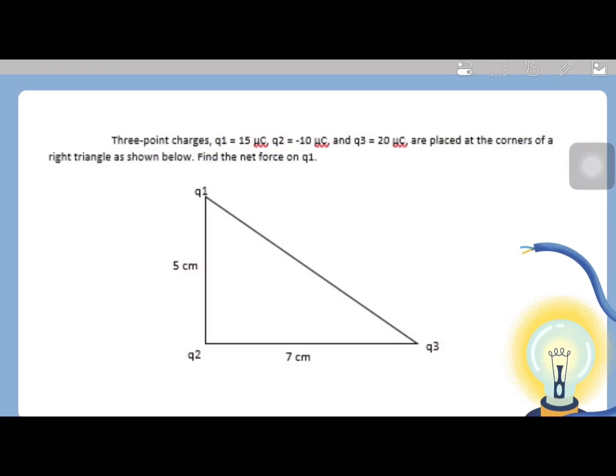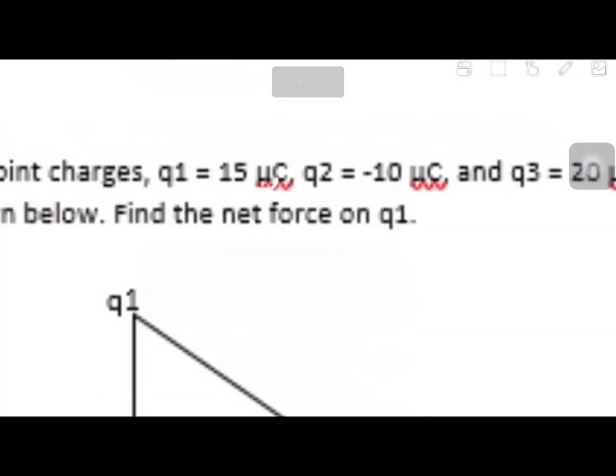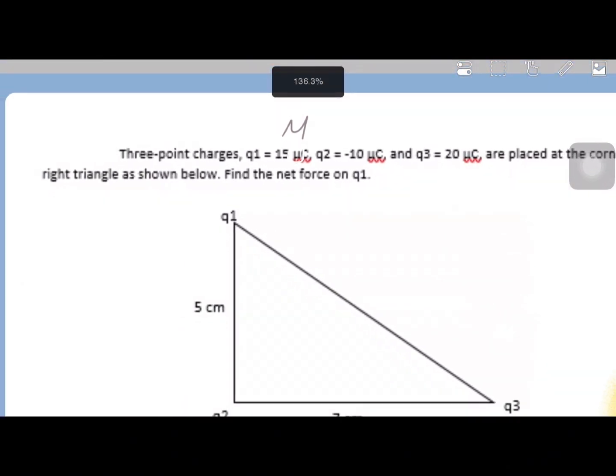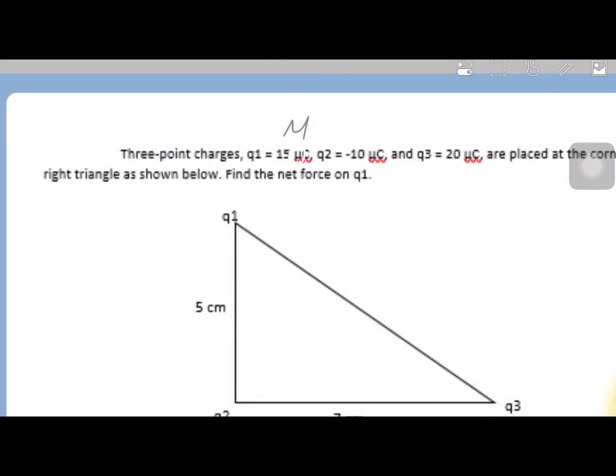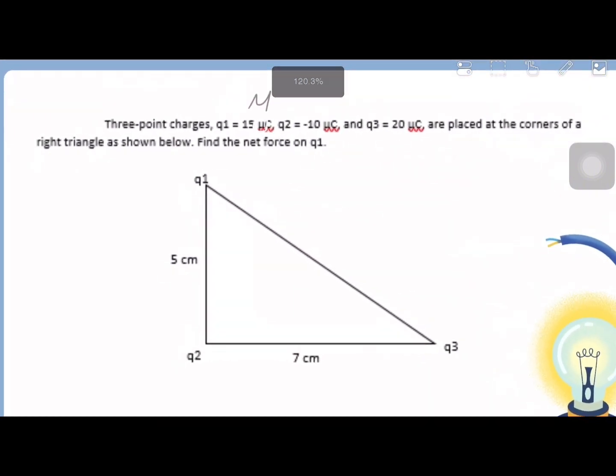So for our own third problem, we have a very scary looking right triangle. So let us proceed. 3-point charges. Q1 is equals to 15 microcoulomb. So this, as you can see, is what we call a mu. That is a mu. So that would equate to microcoulomb. Q2 is equals to negative 10 microcoulomb and Q3 is equals to 20 microcoulomb are placed at the corners of a right triangle as shown below. Find the net force on Q1.